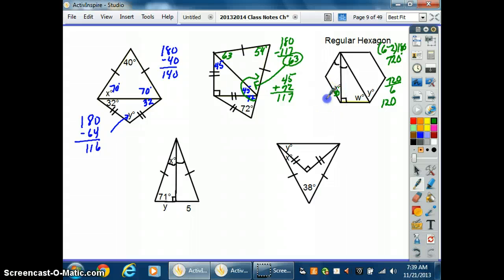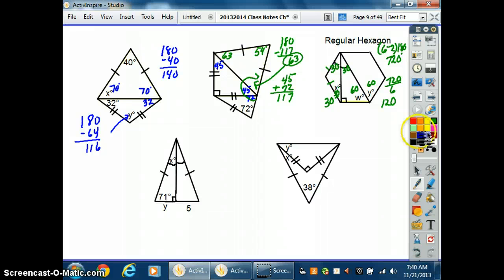30. This one's 30 because it's an isosceles triangle, because we know this side's congruent to this side. And that's 30 because it says they're congruent. That makes a right triangle, giving W a value of 60. And if that's 60, then this one has to be 60 because we know this angle here equals 120.